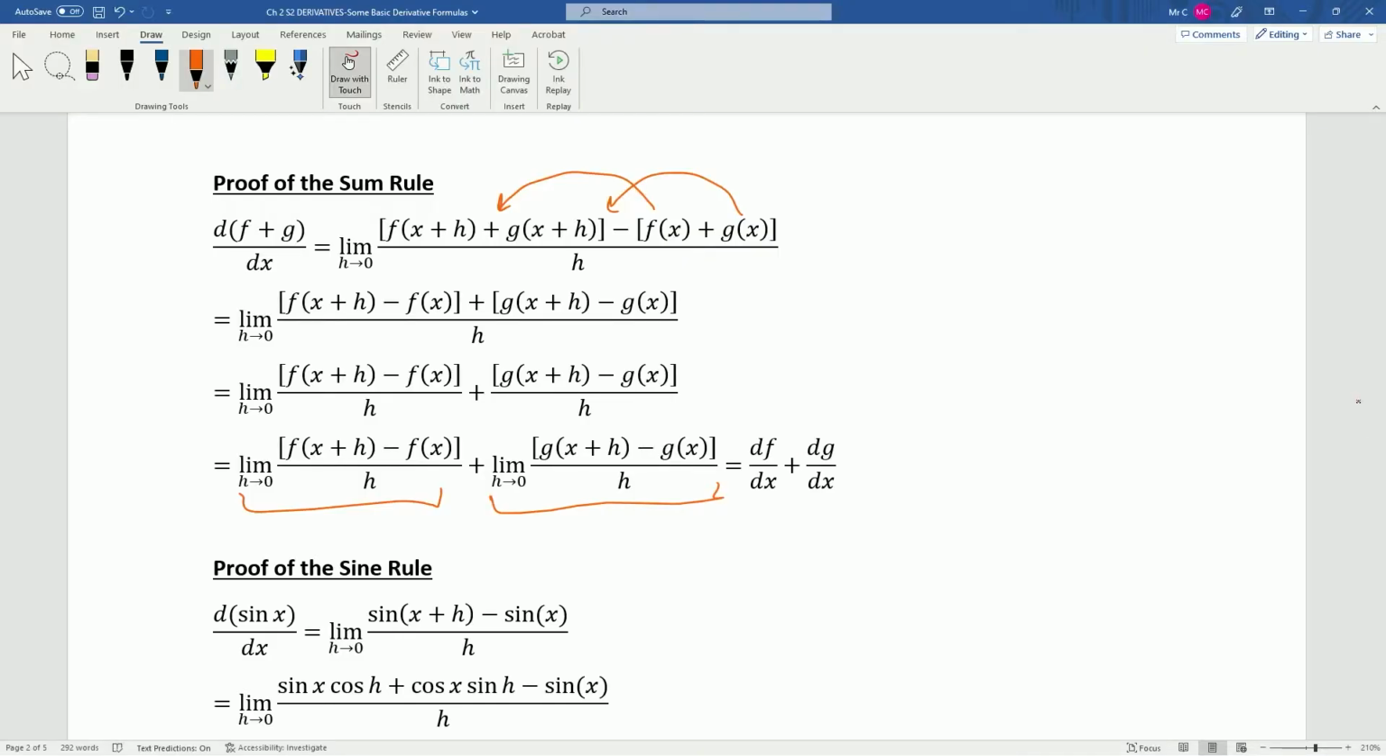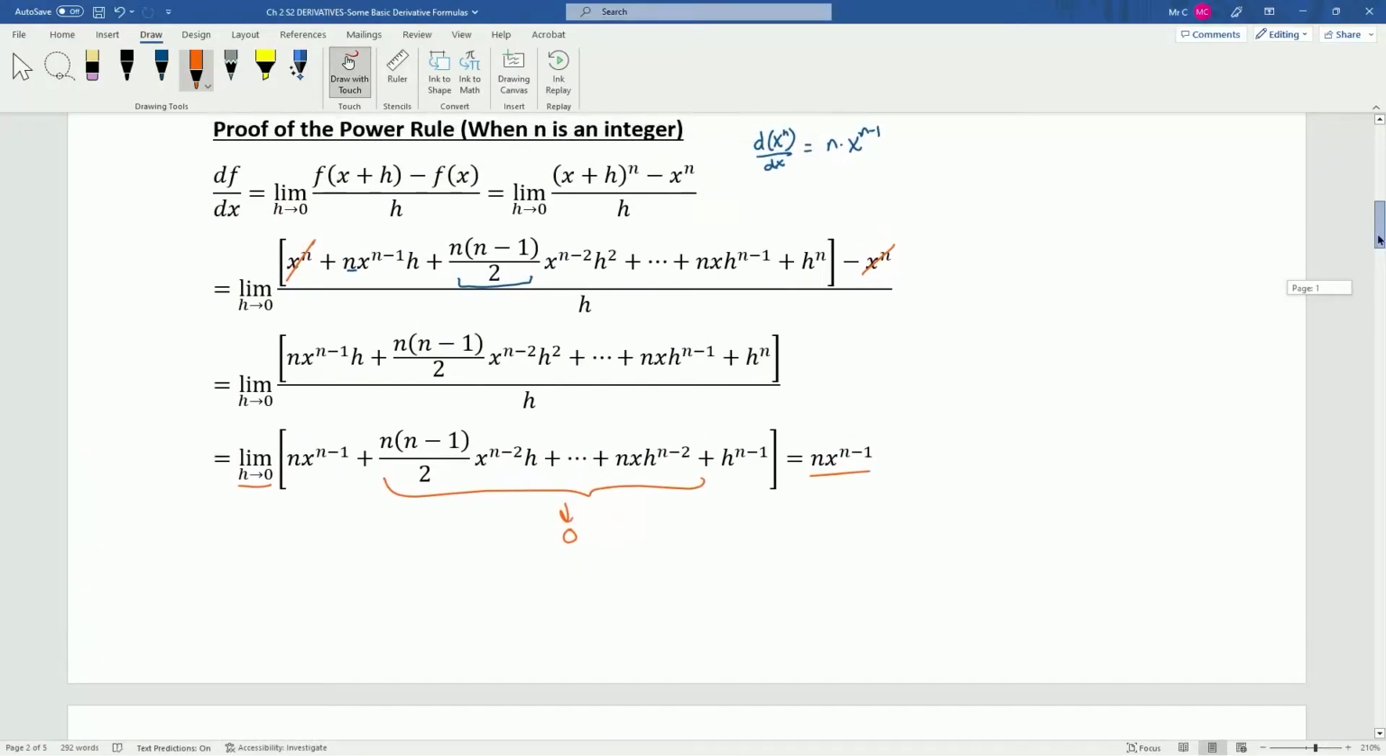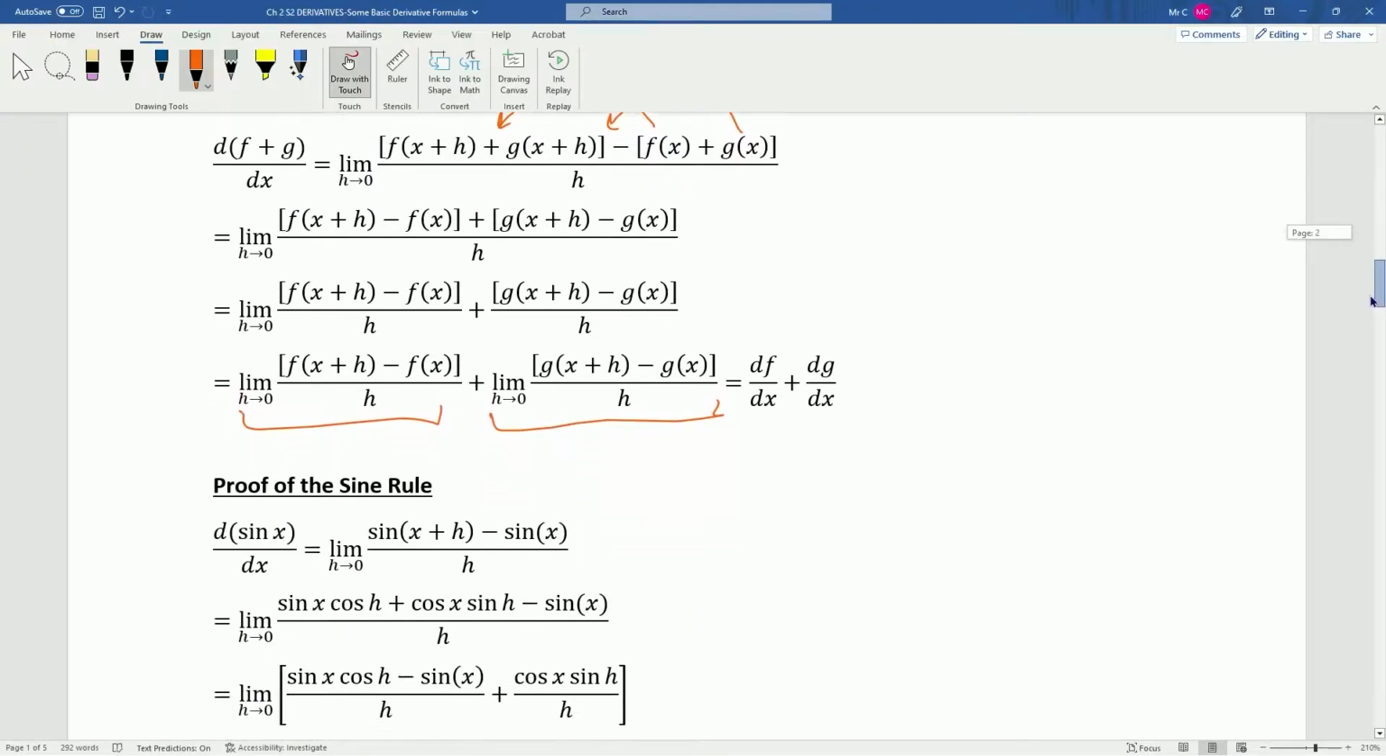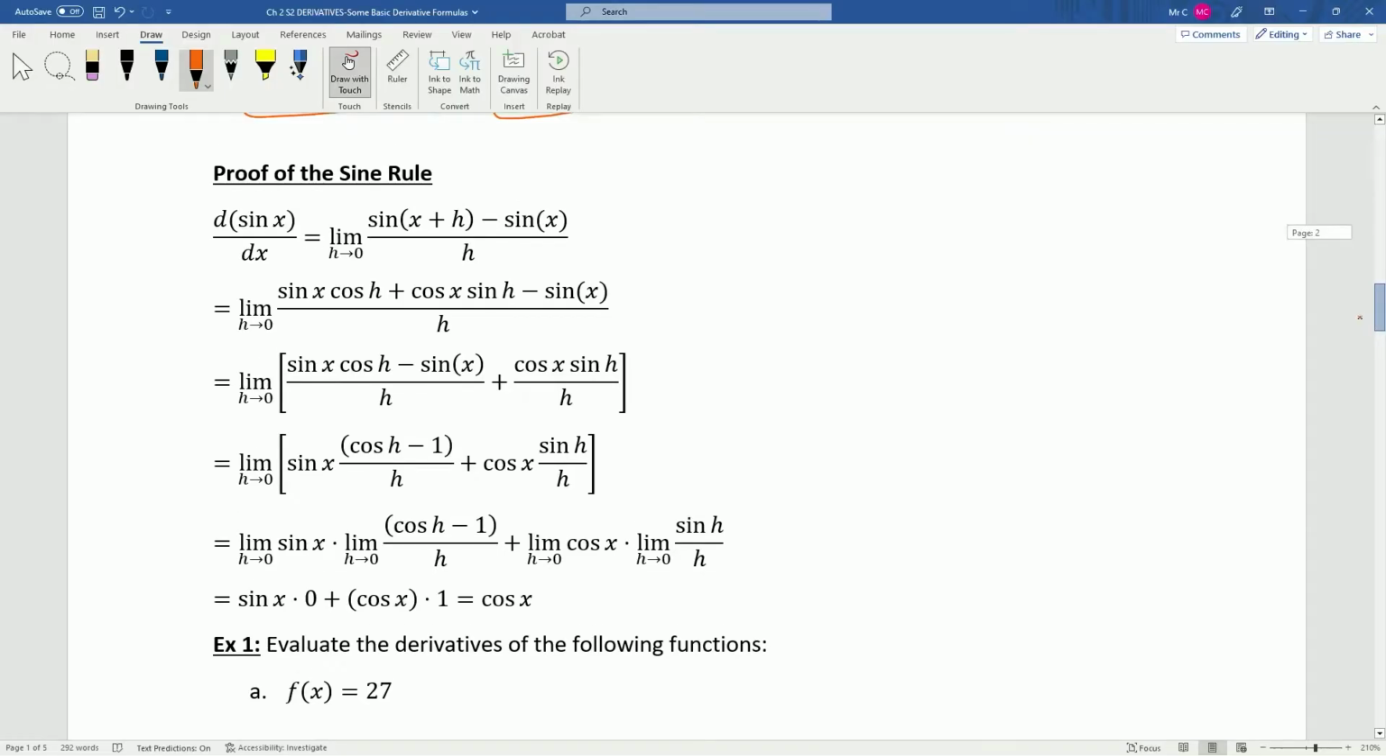Okay, so I think these first three that we've done are all pretty straightforward. If you're not familiar with the binomial theorem, this expansion might seem a little weird, but we understand the idea of multiplying out x plus h to a power. It's a fairly straightforward idea. Now, this proof of the sine rule is a little trickier, and this requires the use of the special limits that we looked at in earlier sections.